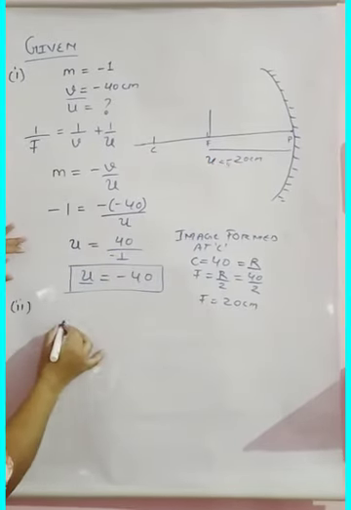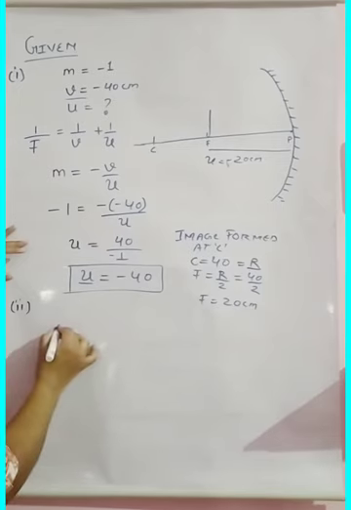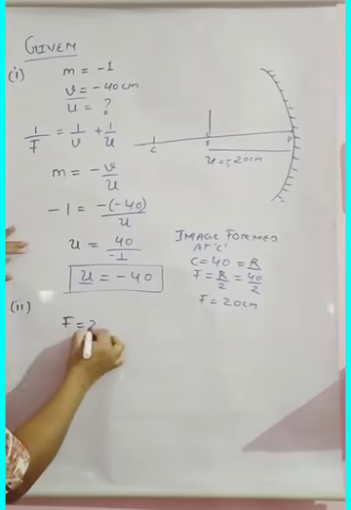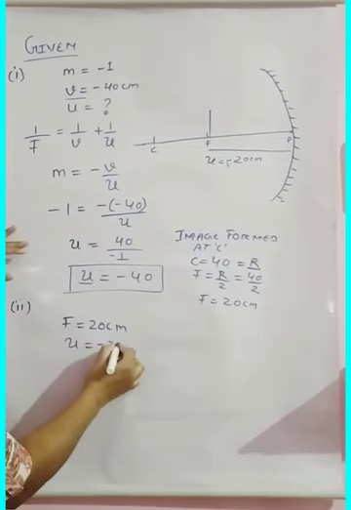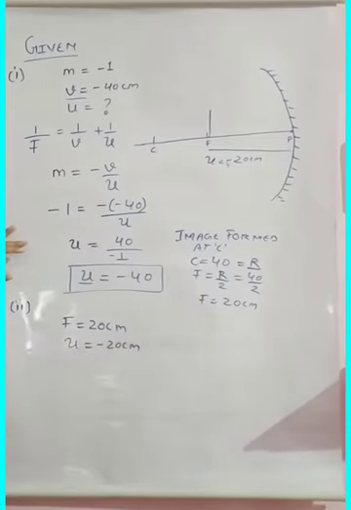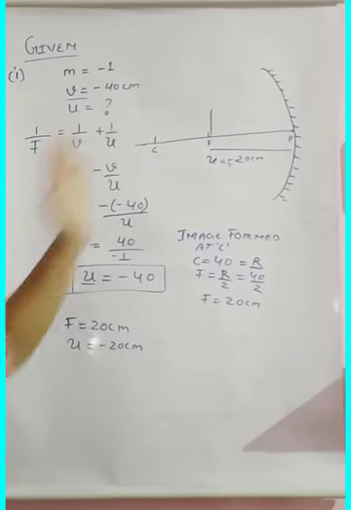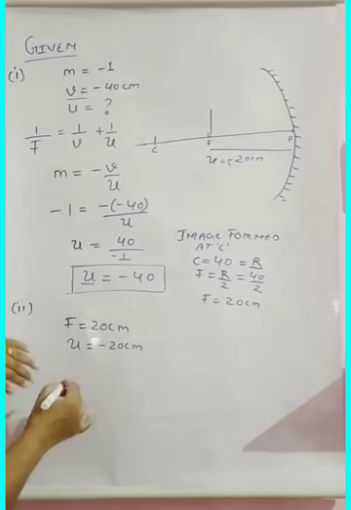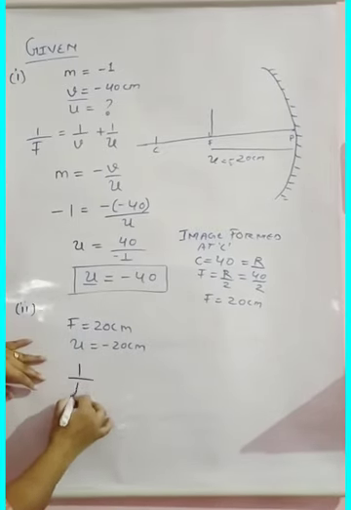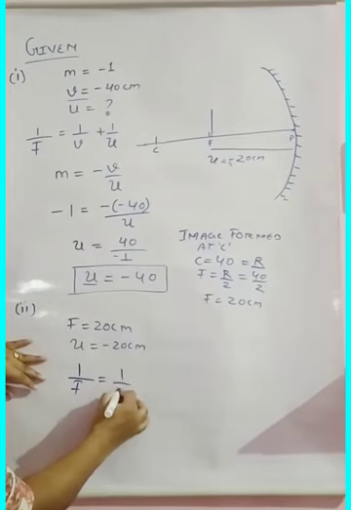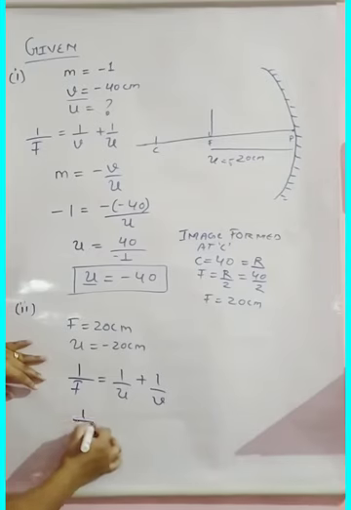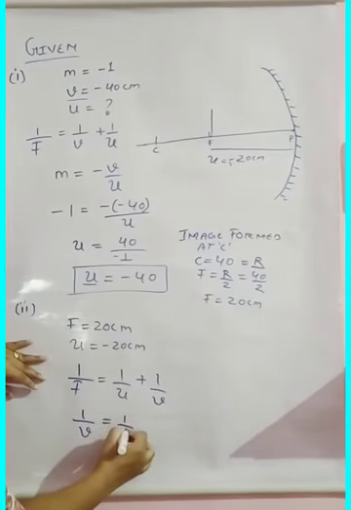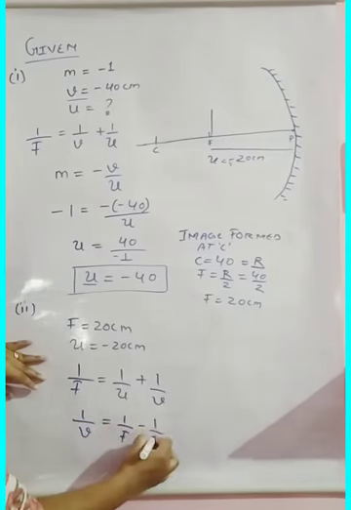So what am I going to get from this equation? We have calculated already. I have f, that is 20 centimeter. I have u, that is also minus 20 centimeter, as given in the question, that we keep the object, or shift the object, 20 centimeter towards the mirror. So I am going to use the mirror formula. What does it say? 1 upon f is equal to 1 upon u plus 1 upon v. I need to calculate v, so I am going to transpose this. What am I going to get? 1 upon f minus 1 upon u.